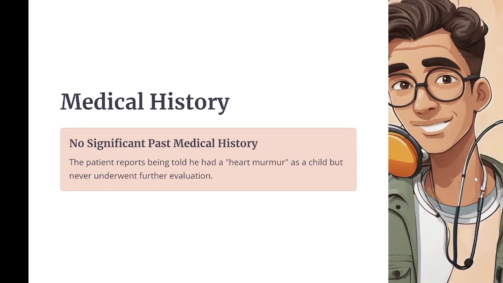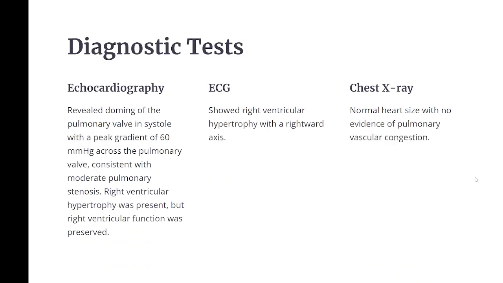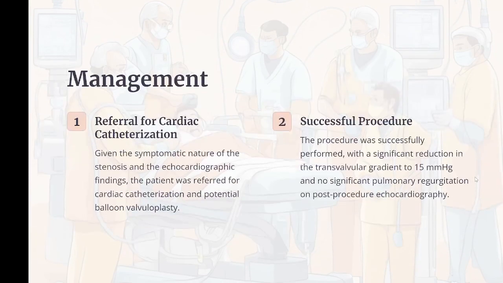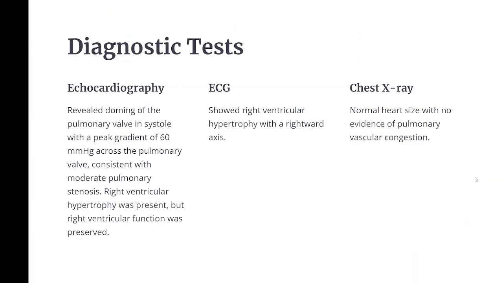Medical history: no significant past medical history. The patient reports being told he had a heart murmur as a child but never underwent further evaluation. Family history: non-contributory, with no known history of congenital heart disease or sudden cardiac death. Social history: non-smoker, social alcohol use, works as a software engineer.